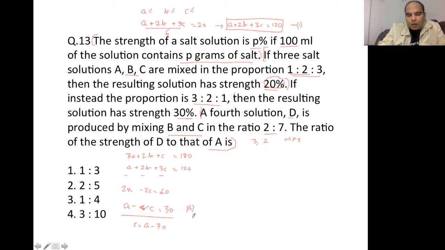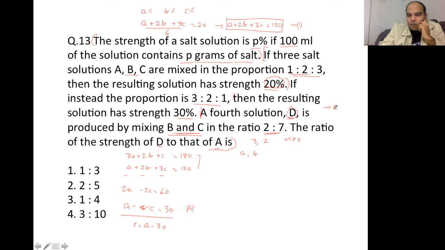Now, the same two equations can again be used to get a relationship between A and B. Why we are doing this is that the problem is asking that D is formed using B and C in this ratio, and then you want the ratio of strength of D to strength of A. So you will need to somehow convert D into its strength in the context of A. Only then will you get a ratio. Otherwise, you will not get a ratio.